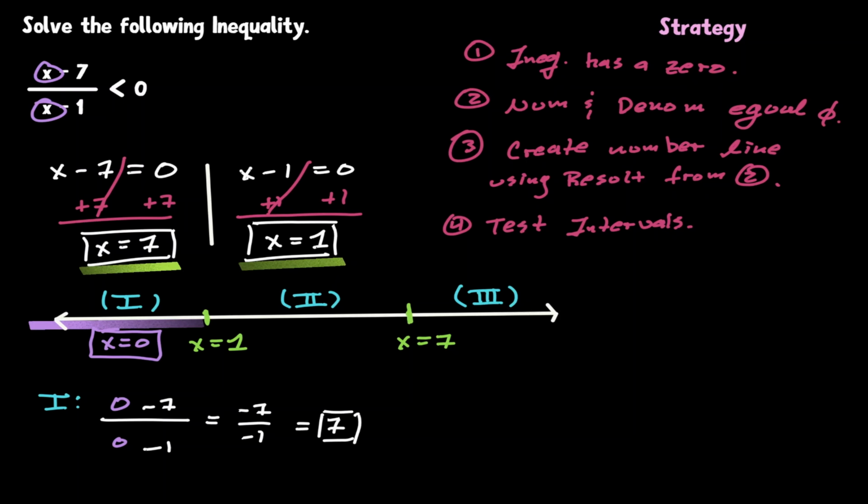Once we have a value, then we're going to ask ourselves one question. Is this true? Is 7 less than 0? So this is definitely false. And because this is false, then all those values which are less than 1, which is interval number 1, cannot be considered solutions of the rational inequality that we were given.